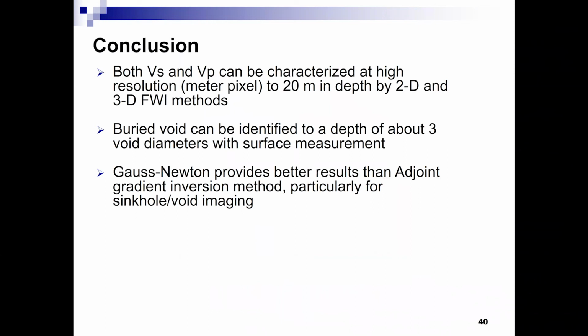So I have a few conclusions here. Both shear wave and P wave can be characterized at high resolution, meter pixel, down to 20, 30 meter depth, maybe 20 is safe, by 2D and 3D methods. A buried void can be identified to a depth of about 3 diameters of the void from 2D analysis. We don't know how deep we can go with 3D. Deeper than 3 diameters of the void, we don't see it very clearly. We still see some soft material there, but it's not really a clear void. Gauss-Newton tends to provide better results compared with the Adjoint method.